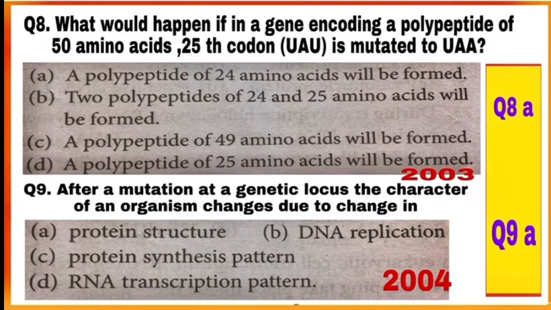Question number 9, after a mutation at a genetic locus, the character of an organism changes due to change in... mutation, sequence of nucleotides changes, which further causes change in the sequence of amino acids in a protein and results in change in protein structure. So correct answer is option A, protein structure changes due to mutation which results in changes in the character of an organism. So mark A as a correct answer.